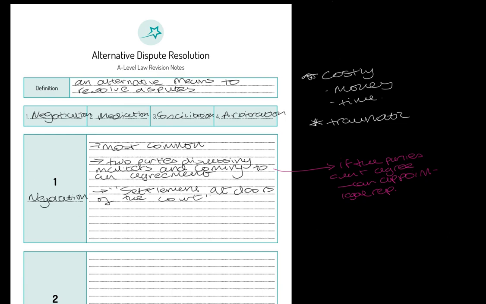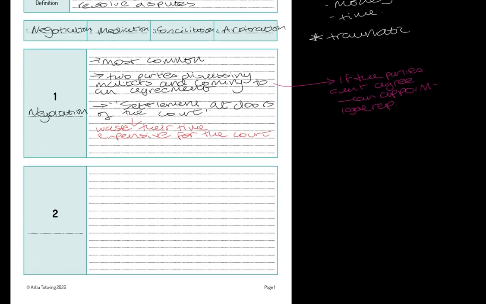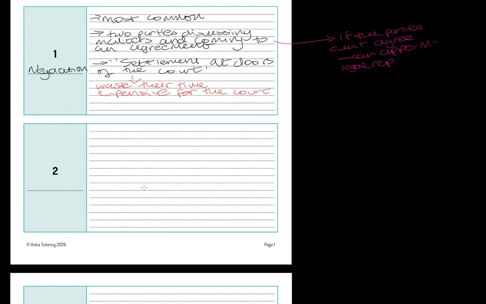The annoying thing for the courts in this instance is that it can waste their time, but also it can be quite expensive for the court. So that's negotiation as a whole. Now, if we scroll down, our second form of ADR is mediation.